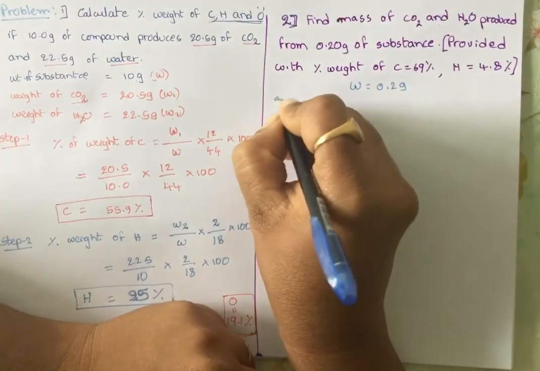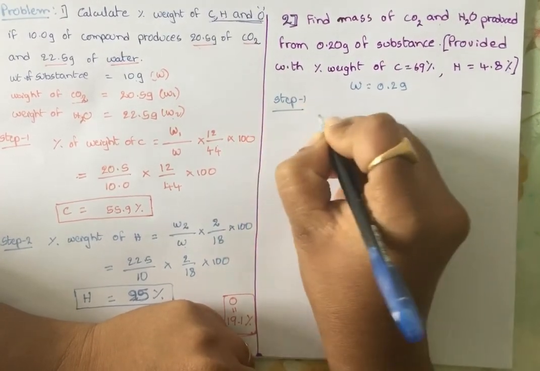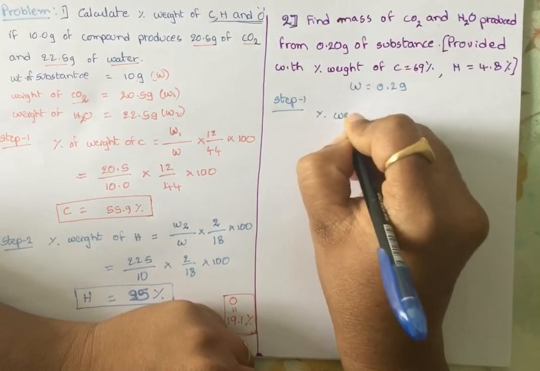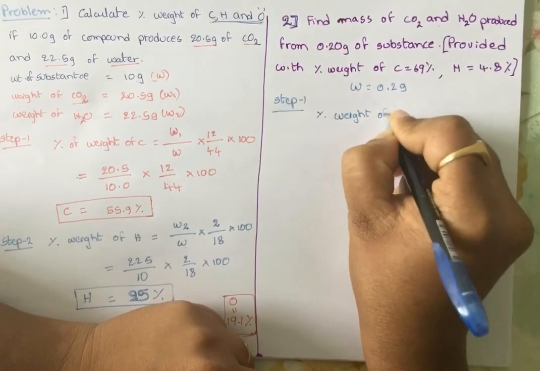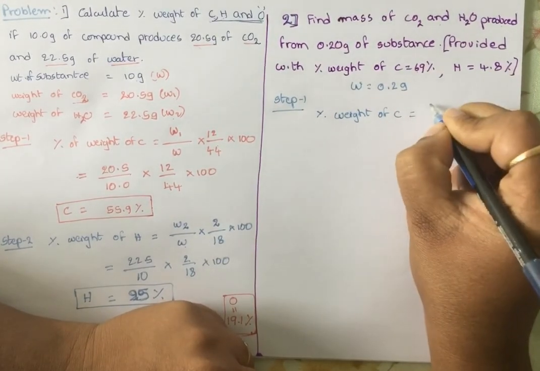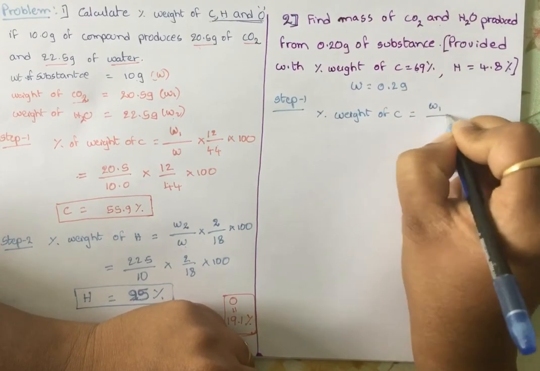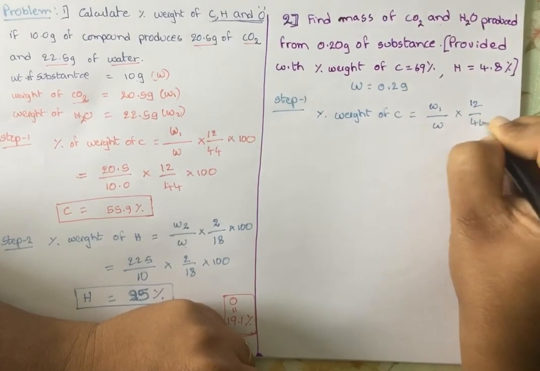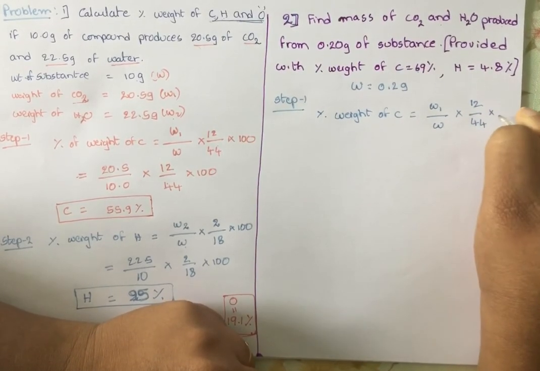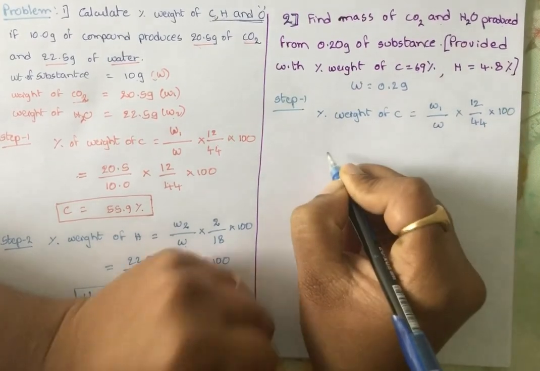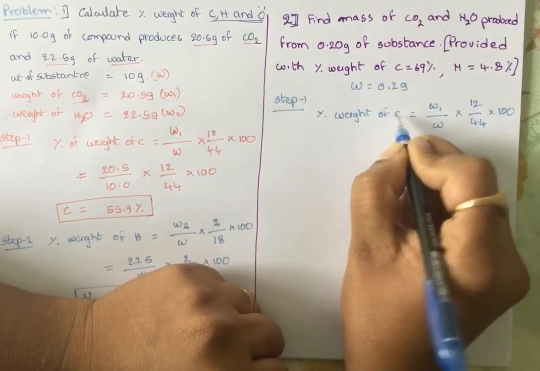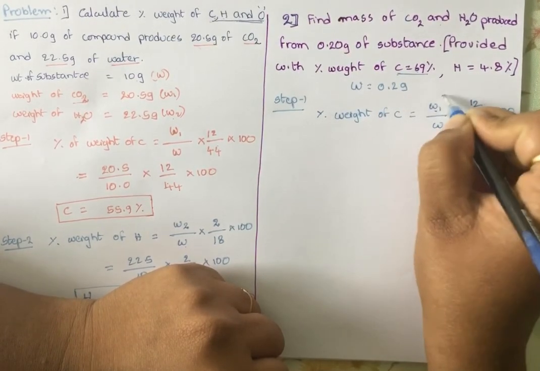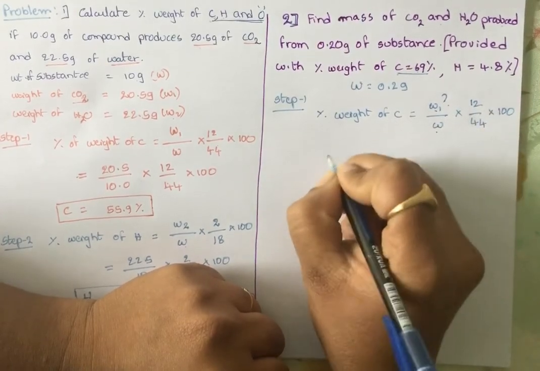So let us solve. Step 1 is percentage mass of, I have to find mass of carbon dioxide. So percentage weight of carbon is equal to, we know that, W1 by W should be multiplied with 12 divided by 44. 12 is the atomic weight of carbon and 44 is the molecular weight of carbon dioxide. And in this equation, what things do you know? You know percentage weight of carbon, that is 69, and W1 you have to find out, and W also you know. So you can find W1 easily.